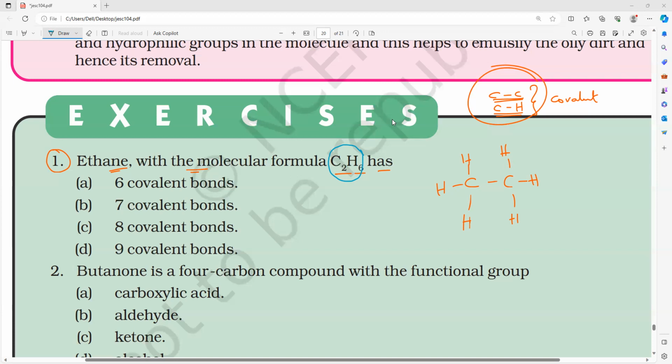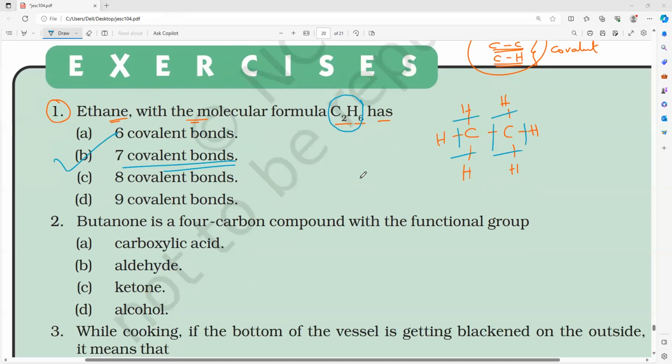So what is the number of bonds? You can see that is 1. They are simply asking for covalent bonds, so not specifically. 2, 3, 4, 5, 6, 7. So the answer is 7 covalent bonds. This concept, nowhere in the book will they discuss. Only they will ask in the exam. You have to go through that and you have to learn it.